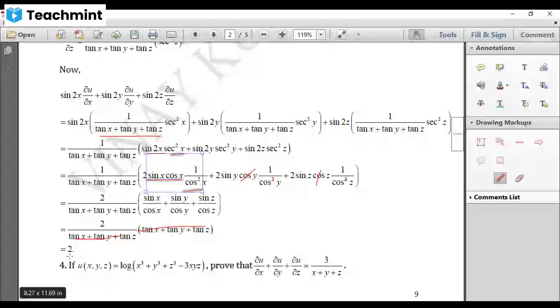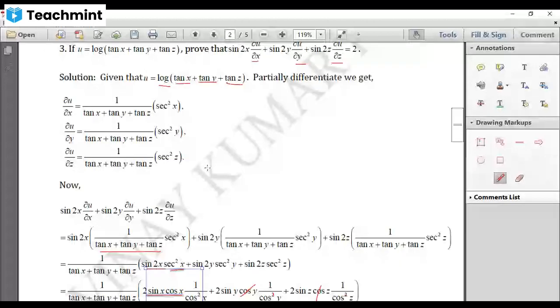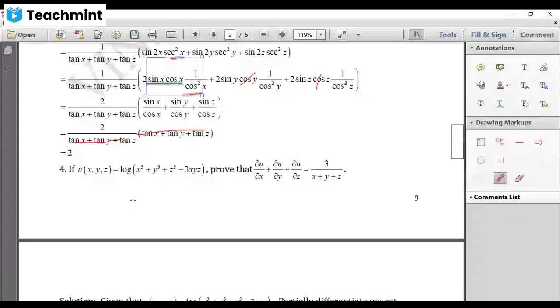So this is how you have to solve when they are given functions involving x, y, z. Now let us see one more example. This is also very easy. They are given u, which is a function of x, y, z. You have to prove that this is equal. So let us find out dou u by dou x, dou u by dou y, dou u by dou z.